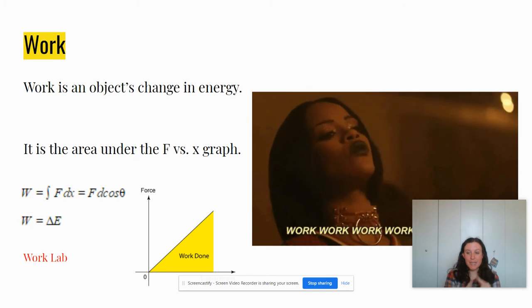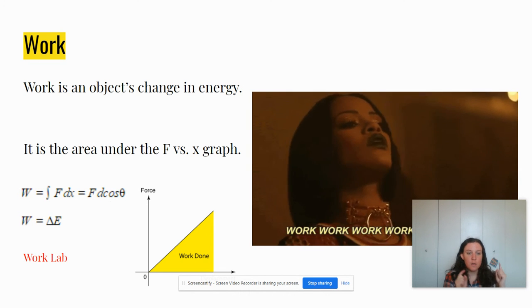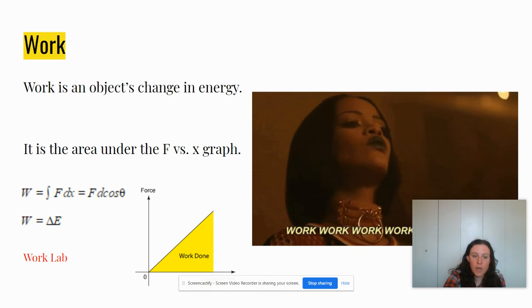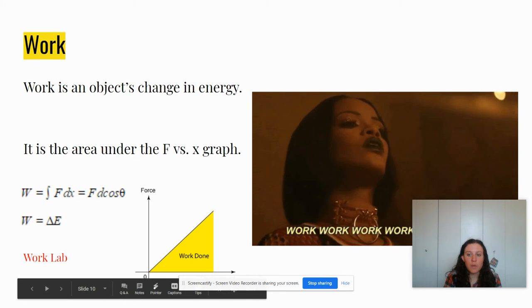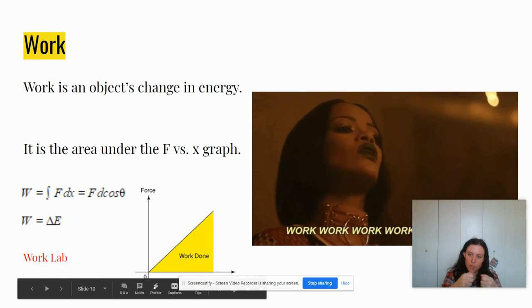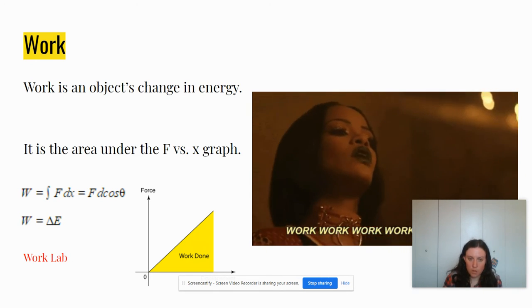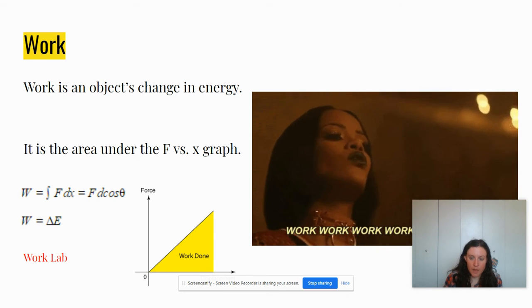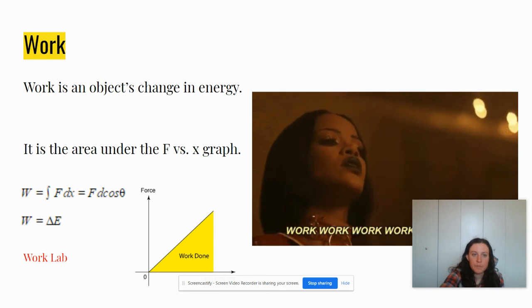The difference between dot and cross products: you take two vectors, cross them, you get a vector. Dot products, you take two vectors, dot them, you get a scalar. We did a work lab on this one with the bouncy ball, and then we had the little poppy toy. That's work, a change in energy due to a force with a displacement.